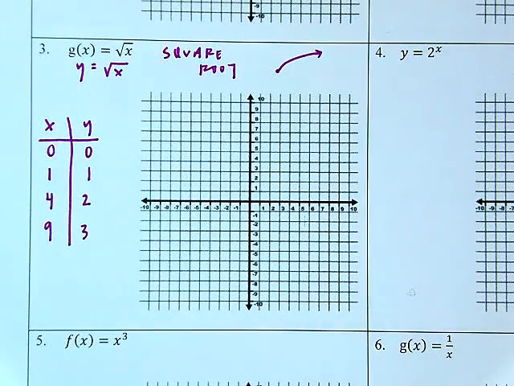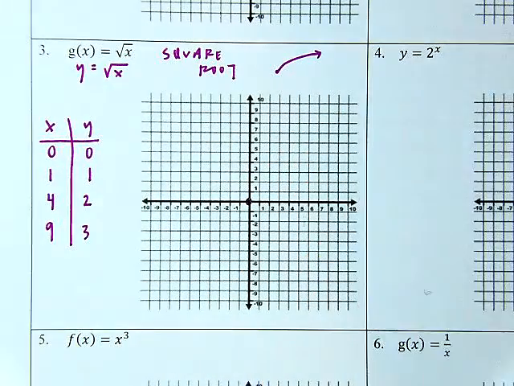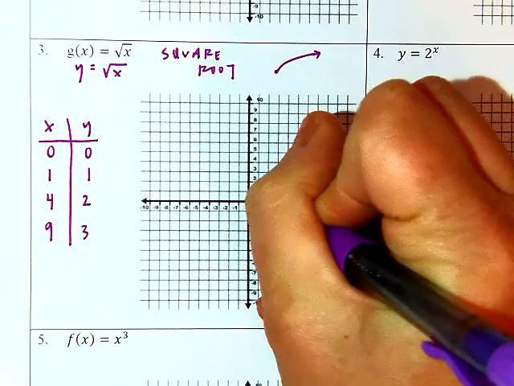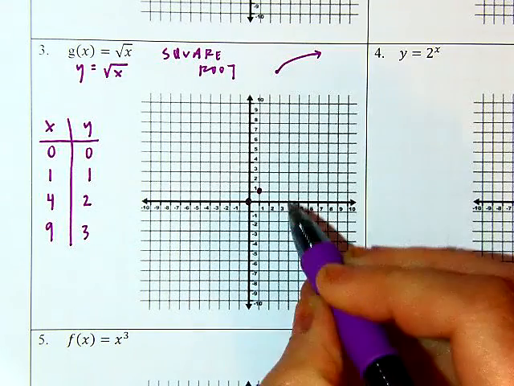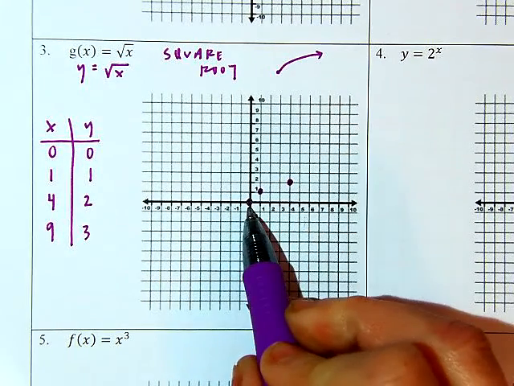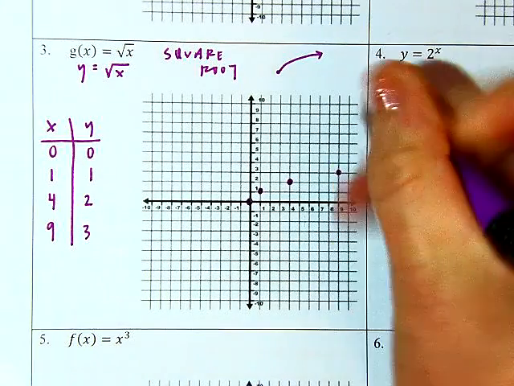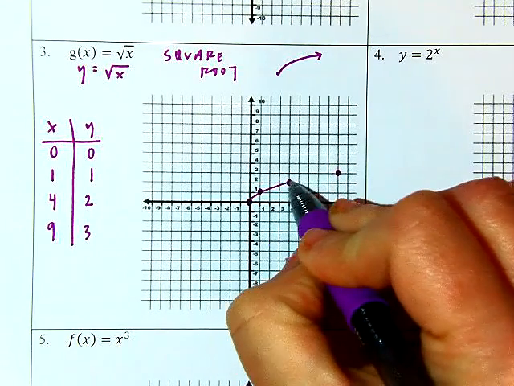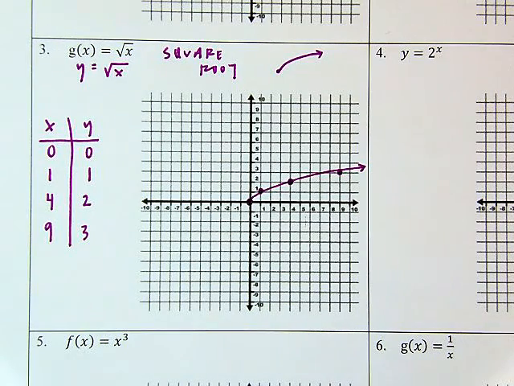Okay, so drop your anchor at the origin. And then from here, we're going to go over 1 and up 1, back to the origin. Over 4 and up 2, back to the origin. Over 9 and up 3. Connect your dots, and we have a square root function. Okay, next one.